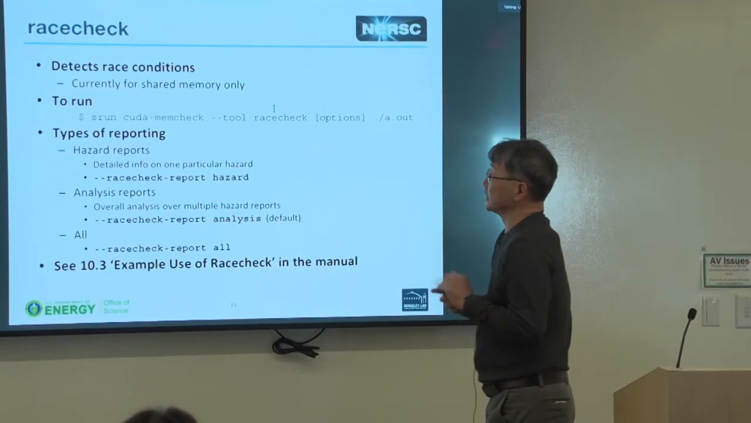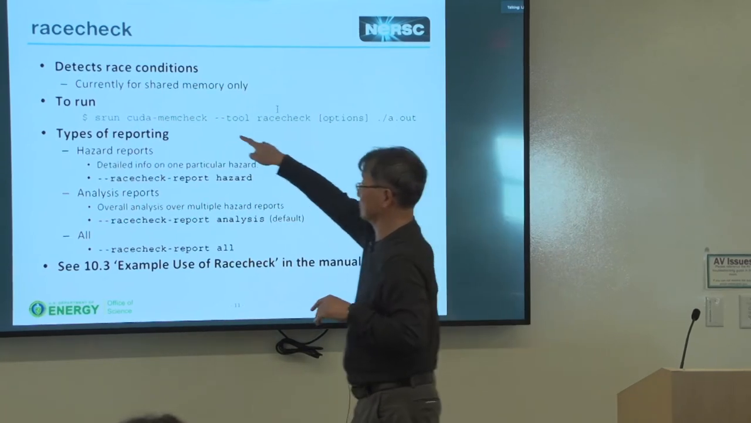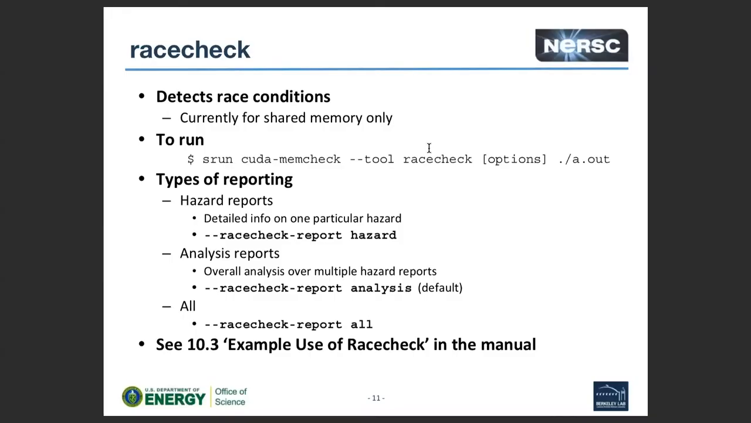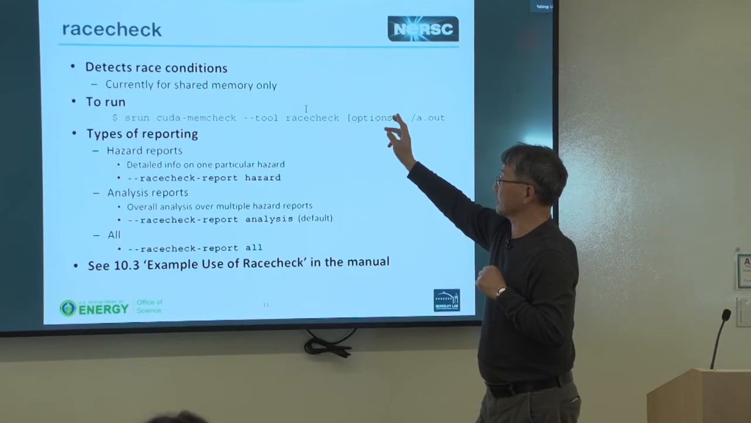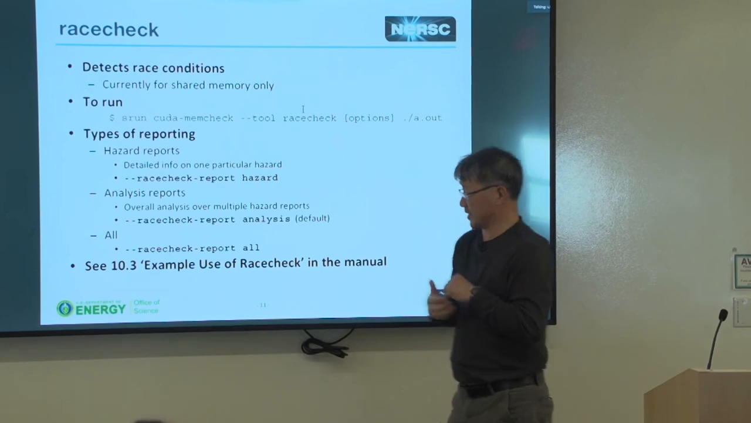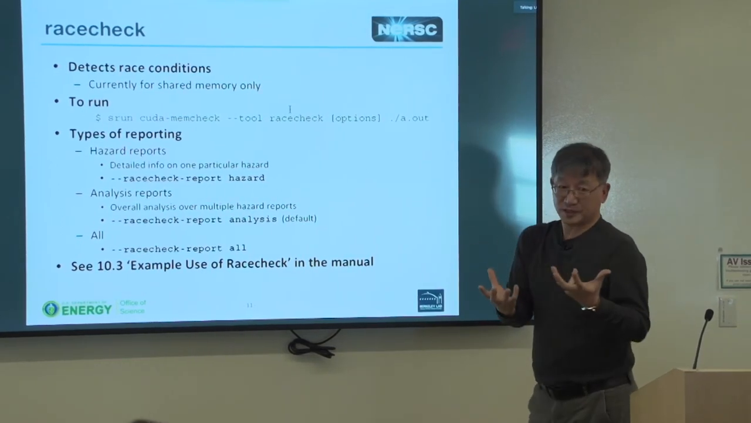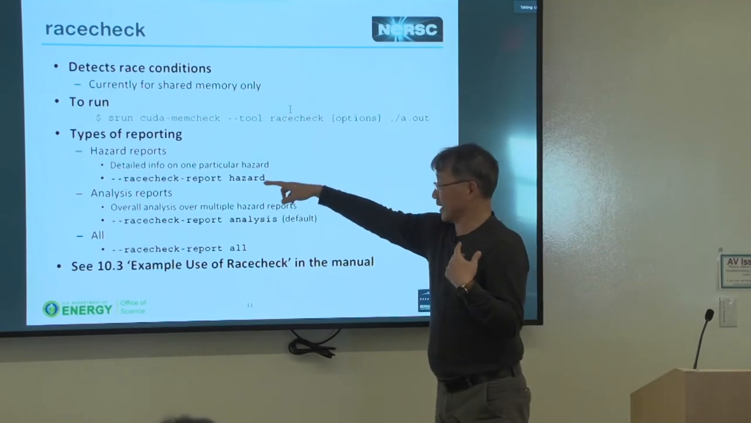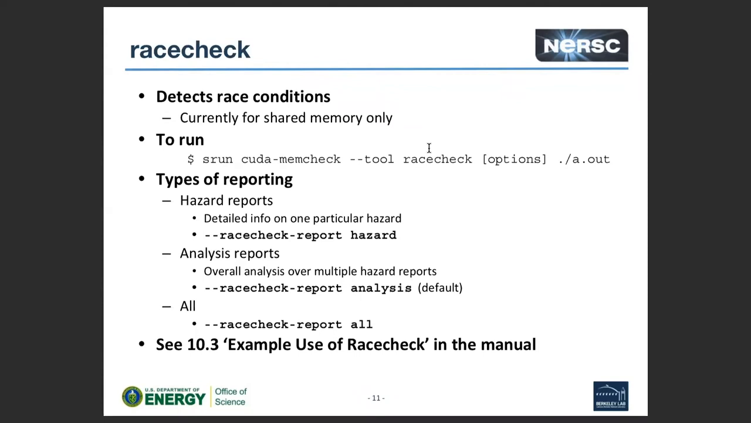So racecheck, as I said, is to detect race conditions, but currently it only supports shared memory. I mean shared memory, meaning the on-chip, fast memory, right? This detects race conditions among the variables inside the shared memory, not anything else. To run it, you run this command, and it reports three types of reports. One is about individual race conditions. And the second one is an analysis that summarizes, based on whatever race conditions it detected, this code and these race conditions. Again, try that.